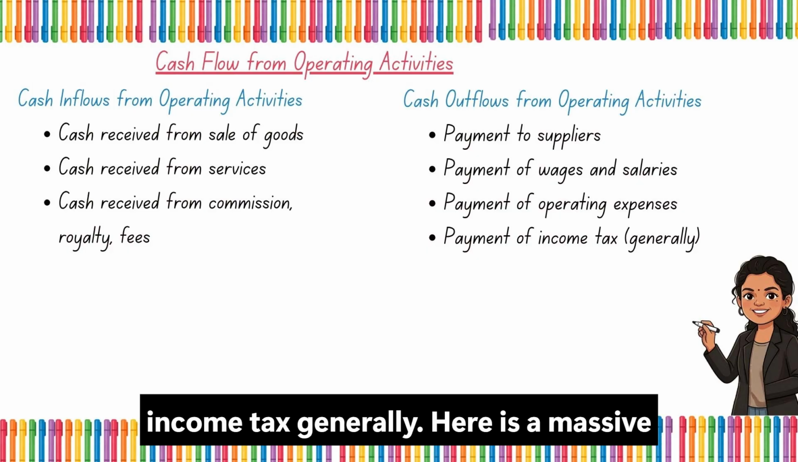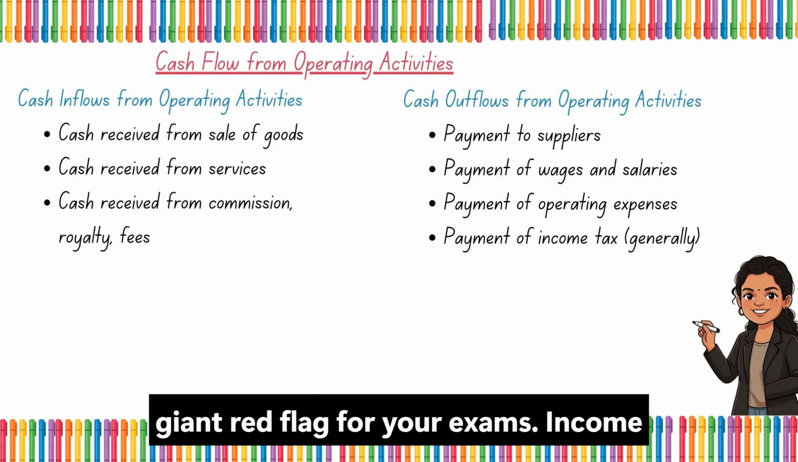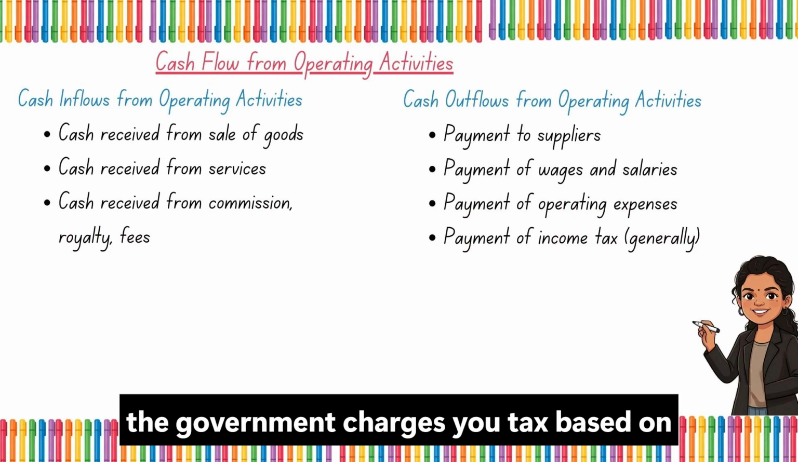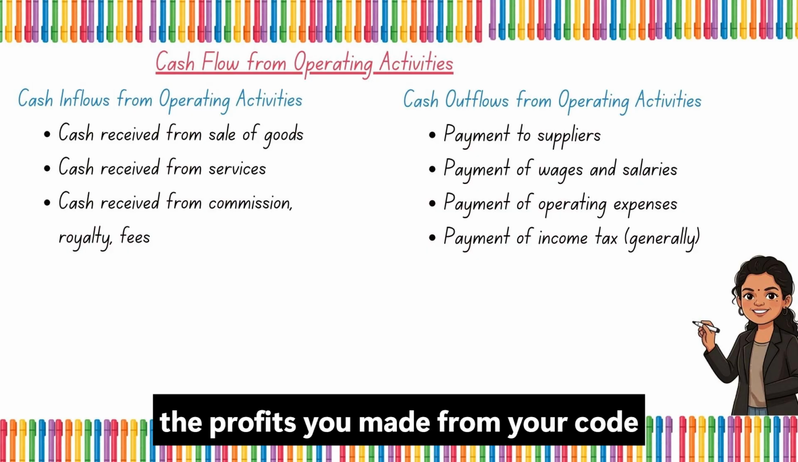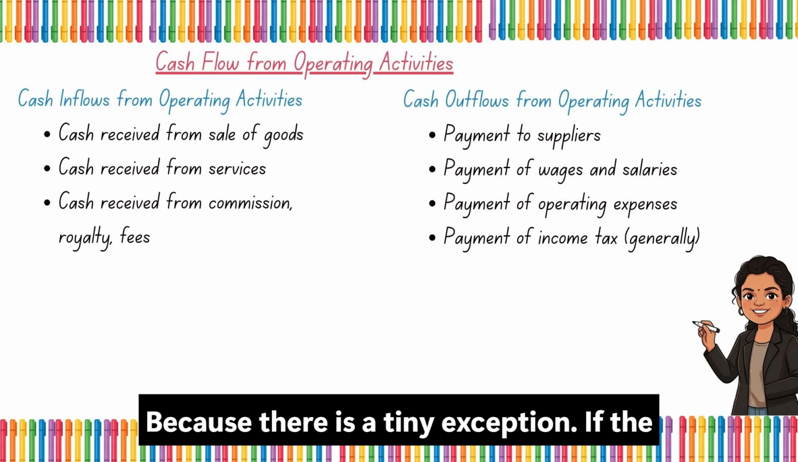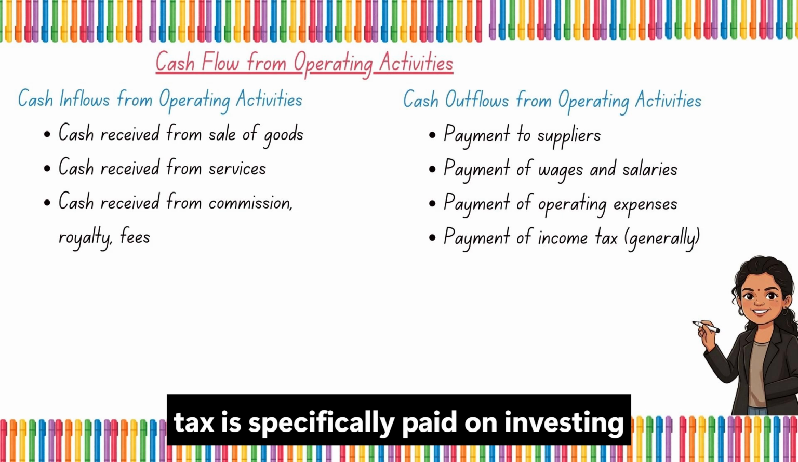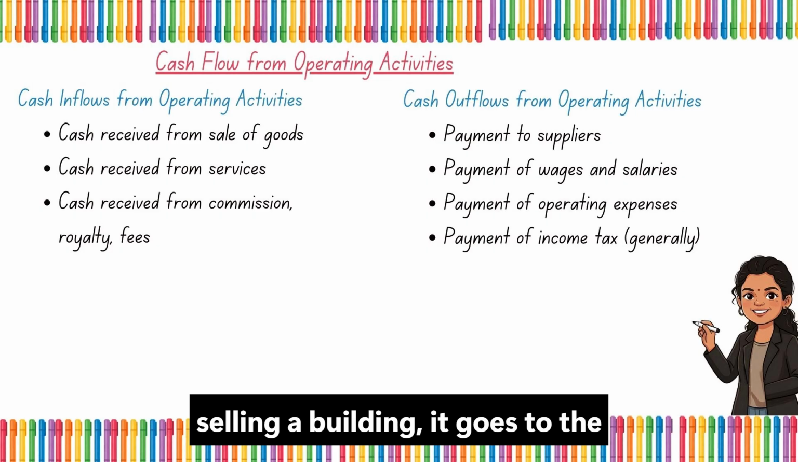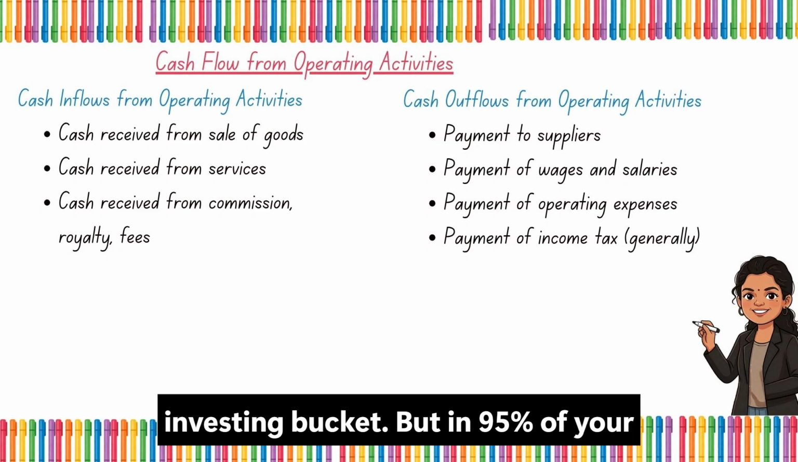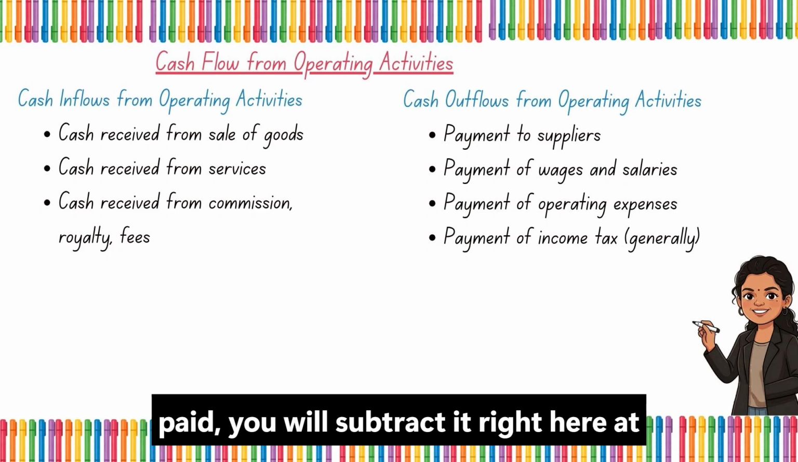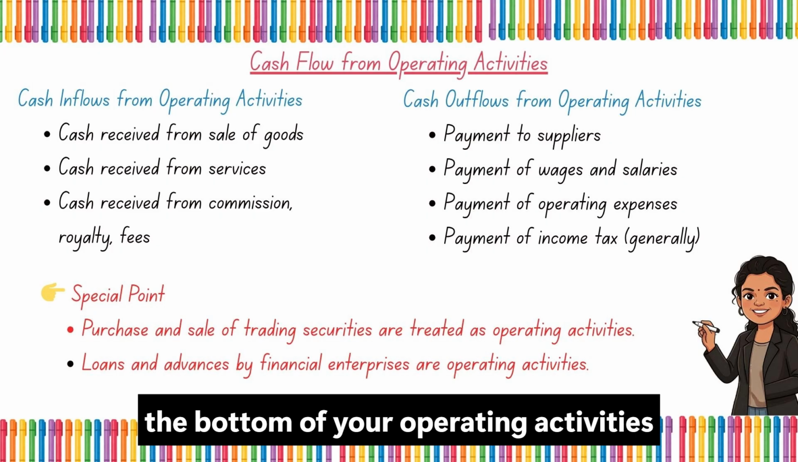4. Payment of income tax, generally. Here is a massive, giant red flag for your exams. Income tax payments are generally classified under operating activities. Why? Because the government charges you tax based on the profits you made from your core operations. Now, why did I say generally? Because there's a tiny exception. If the tax is specifically paid on an investing activity, like capital gains tax on selling a building, it goes to the investing bucket. But in 95% of your class 12 problems, whenever you see tax paid, you will subtract it right here at the bottom of your operating activities section.